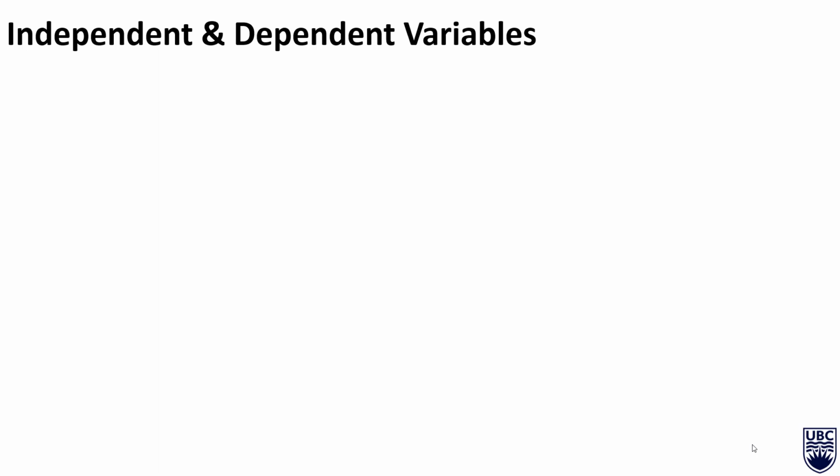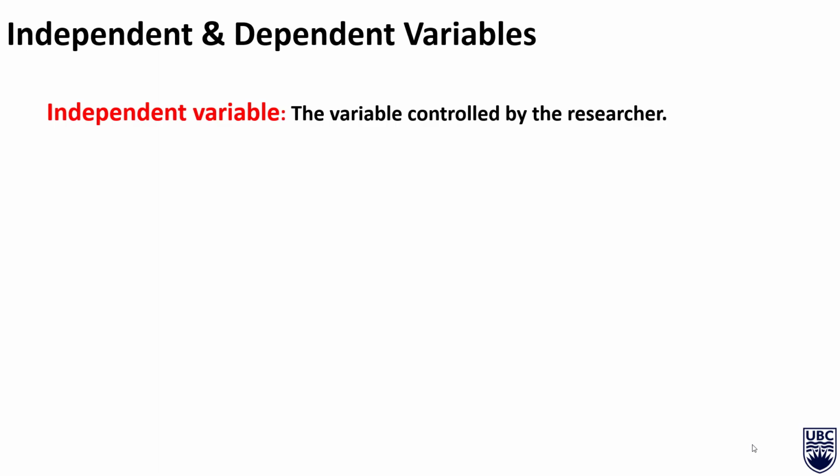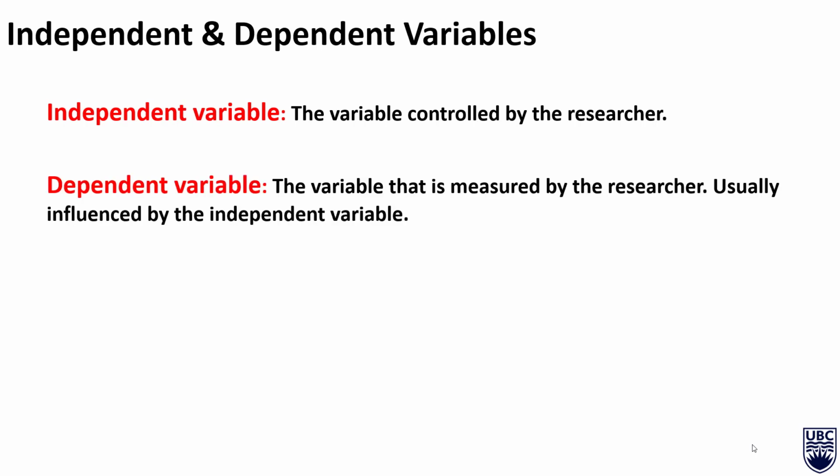With any variable, we can also break them down into independent and dependent variables. So what is an independent variable? Well, it's the variable that is controlled by the researcher, right? So this is what we keep constant in a research question. Alternatively, we have the dependent variable, which is the variable that is measured by the researcher, and it's usually influenced by the independent variable.